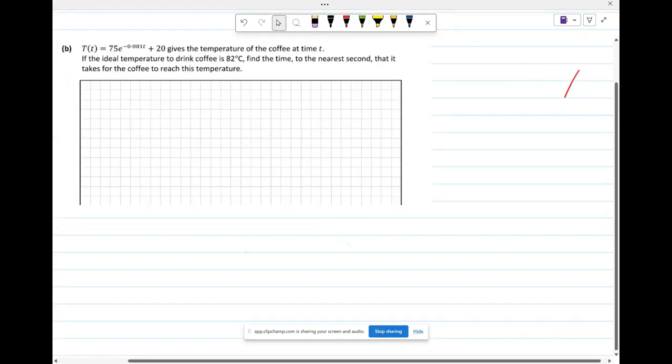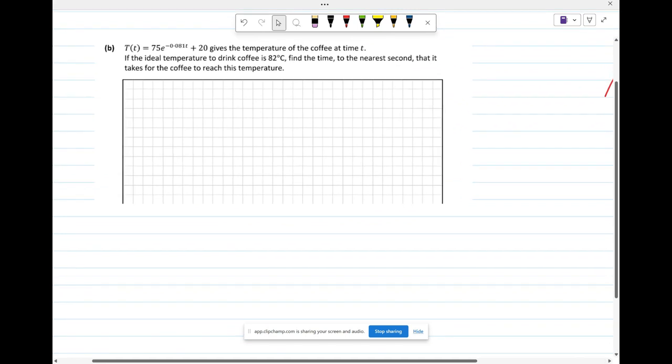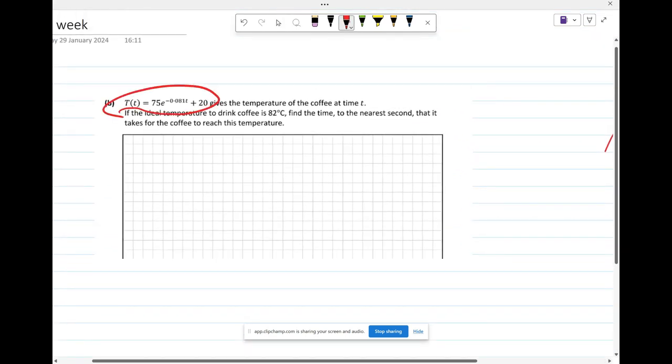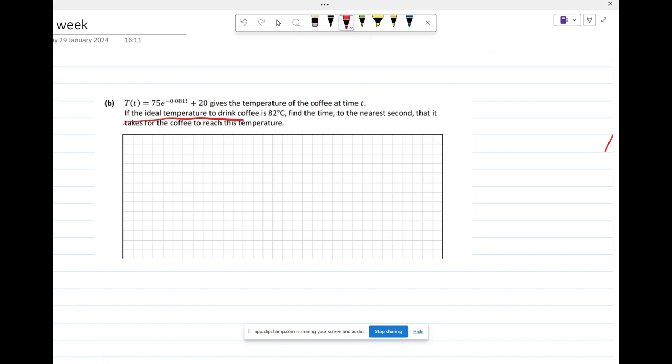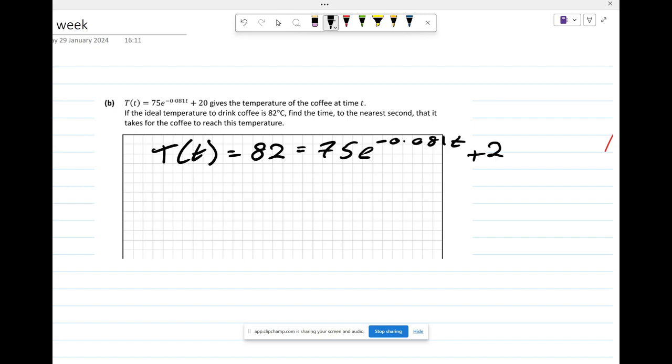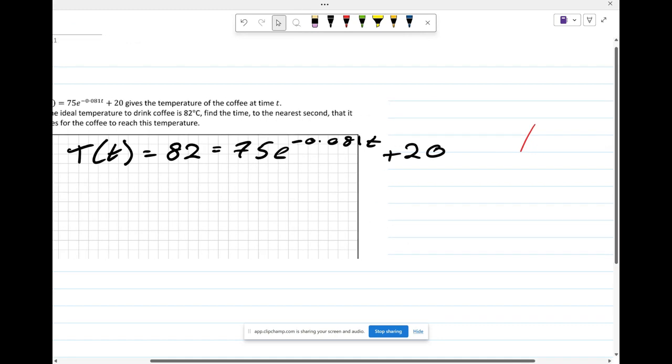Okay, so very last question, fairly straightforward one, but it says our function here, capital T of t, gives the temperature of the coffee at time t. If the ideal temperature to drink coffee is 82 degrees, find the time to the nearest second that it takes for the coffee to reach this temperature. Okay, so we want our output to be 82 degrees. So capital T of t is going to be 82, and all of that is going to be 75 e to the minus 0.081 t plus 20. So we want to find t.